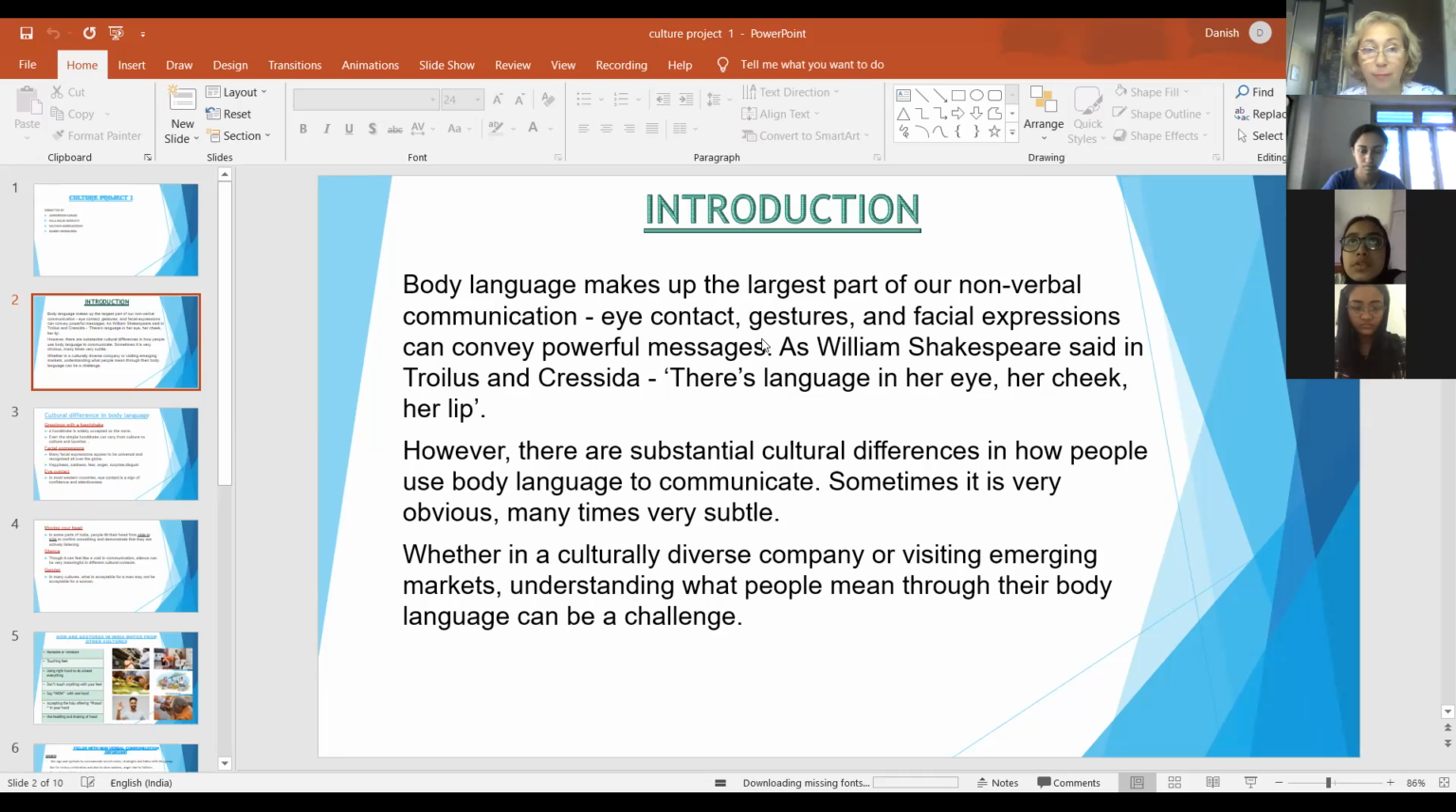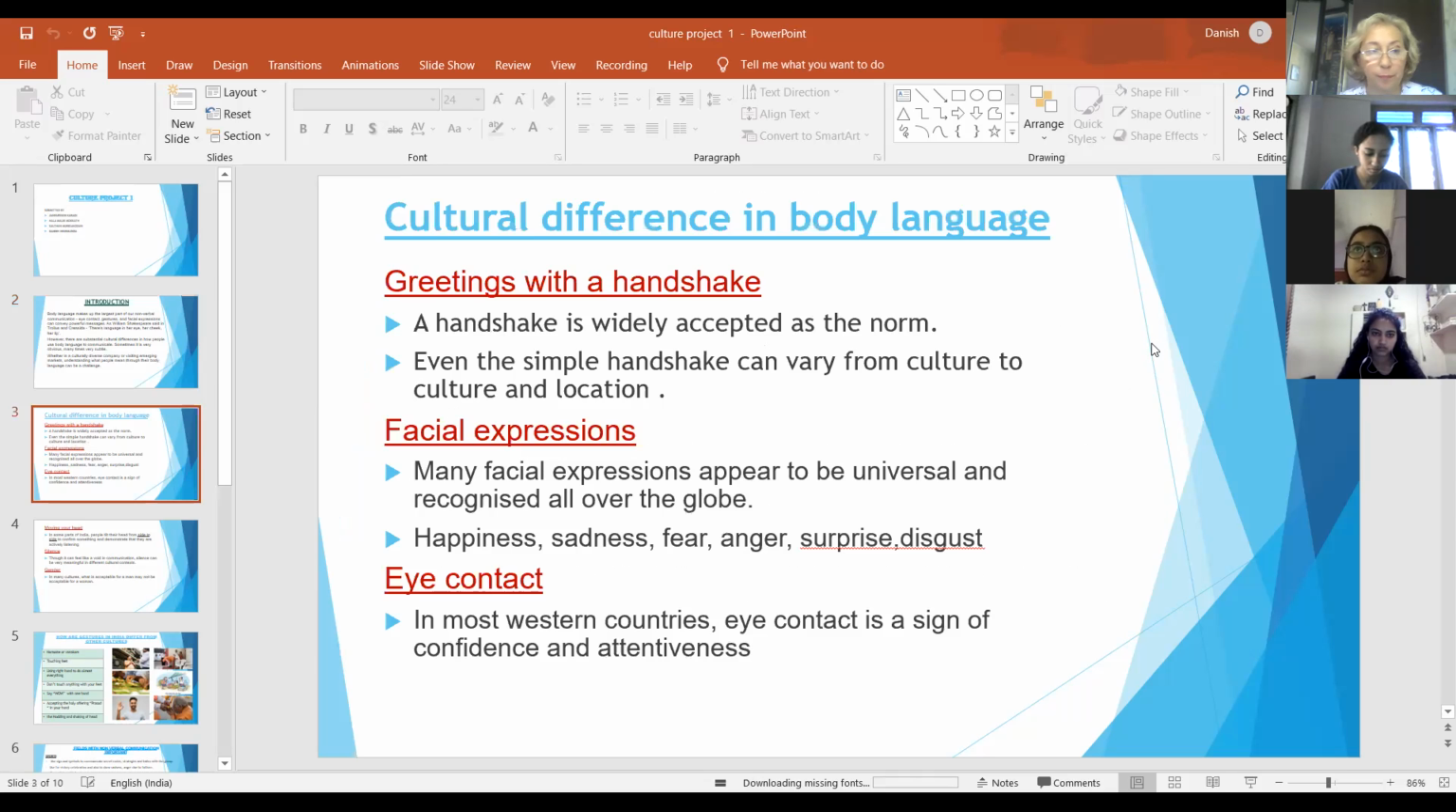And we all know that, as William Shakespeare said in Troilus and Cressida, there is language in her eye, her cheek, her lip. However, there are substantial cultural differences in how people use body language to communicate. That is, sometimes it is very obvious and many times very subtle. And whether in a culturally diverse company or visiting emerging markets, understanding what people mean through their body language can be a challenge. And I will ask Jan Parveen to continue this presentation.